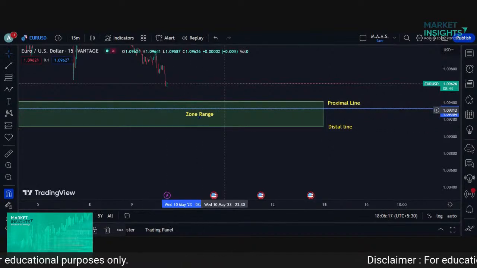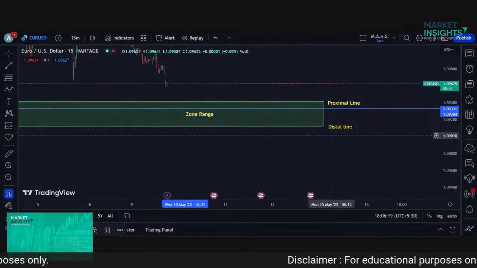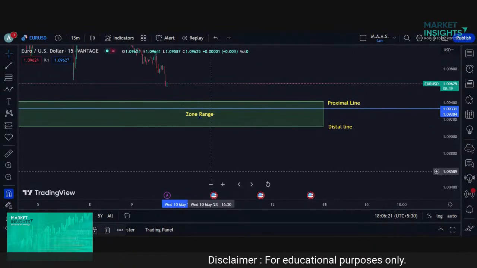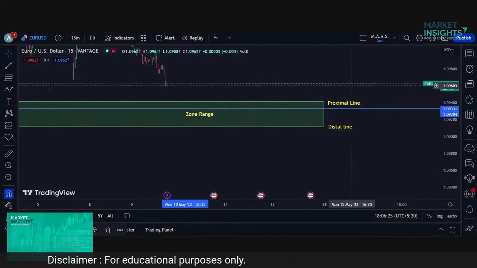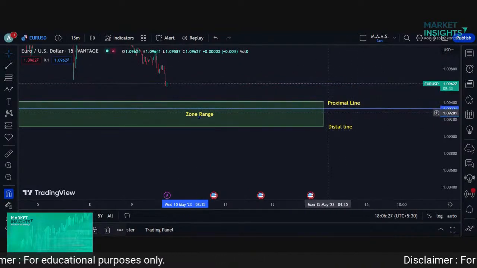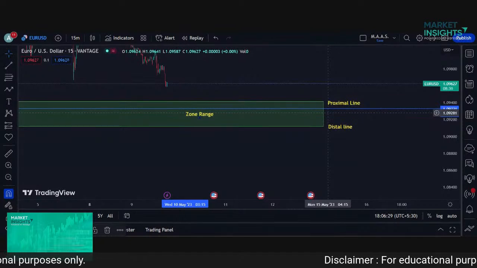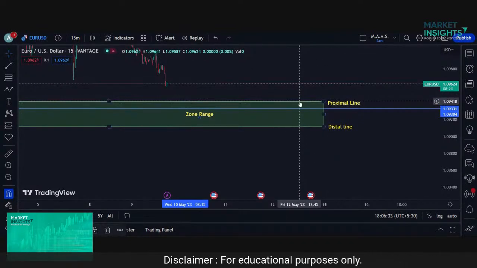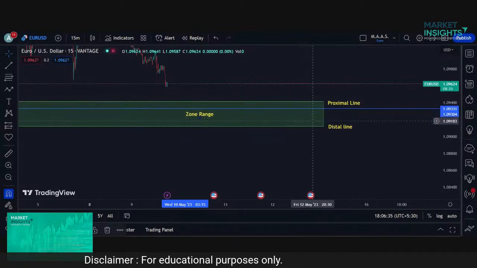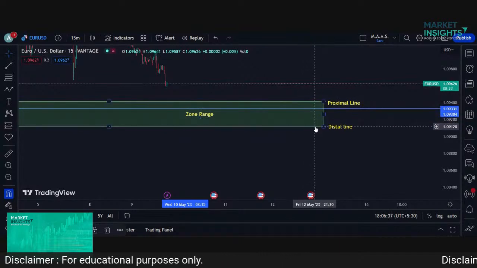Now the distal line is away from the price chart. Proximal line is very near to the price chart because proximal is derived from the word proximity. Proximity means nearness. The line which is near to the price action is the proximal line, and the line which is distant is the distal line.